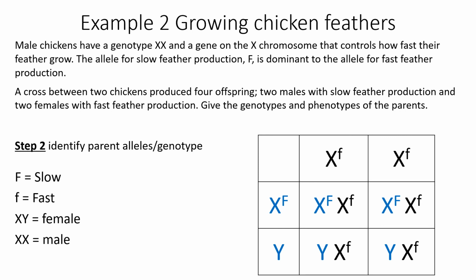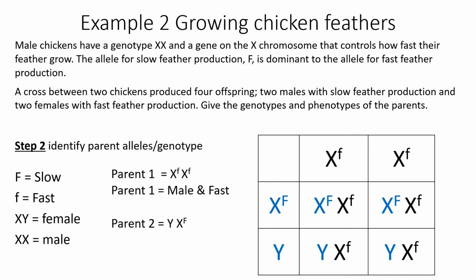But just to make it nice and easy for the examiner to find and give us the marks, we're going to write those genotypes out again with the corresponding phenotypes. So parent 1 has 2 X chromosomes, both with the lowercase f, which is recessive, which results in a phenotype of male and fast. Parent number 2 has a genotype of Y chromosome and an X chromosome with a capital F, which is the dominant phenotype, which gives us a female and slow growing feathers.